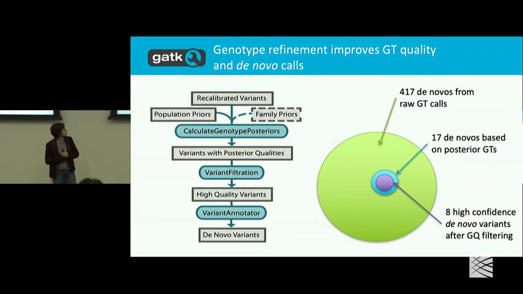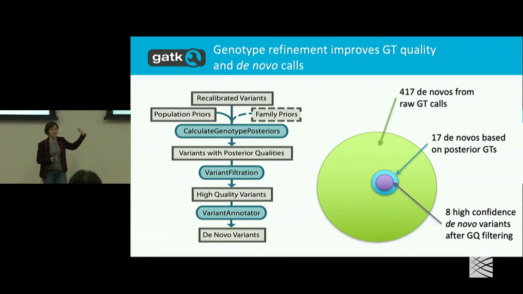And so this is a particular example from some clinical data that I worked with a long time ago, where from the original calls that came out of our standard best practices pipeline, there were 417 potential de novo variants in this offspring, where we expect in a whole genome to be somewhere in the ballpark of 30. So that's a lot more than we were expecting, by a whole order of magnitude. But then we took the 1000 Genomes data as population information, and that got us down to 17 de novos.